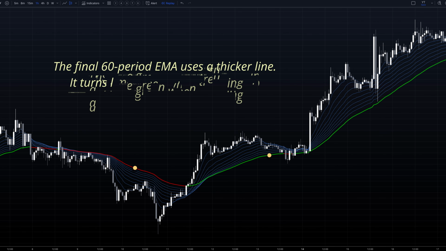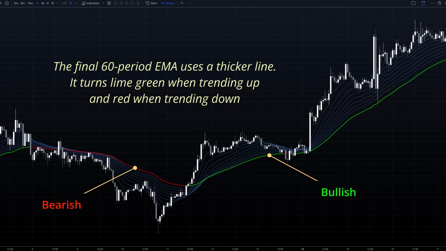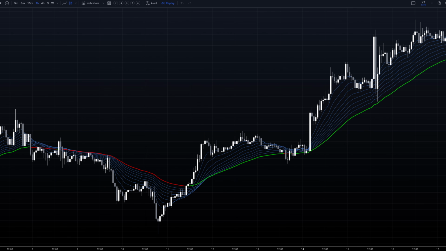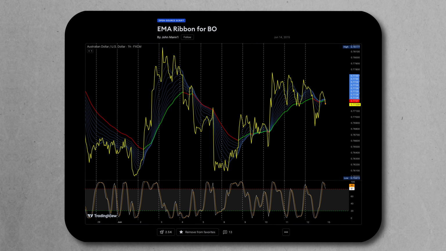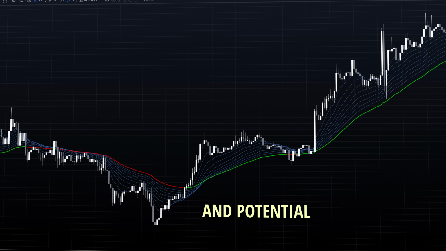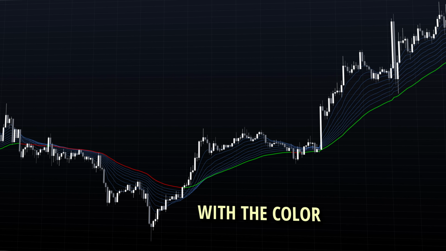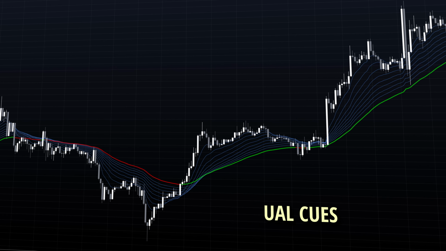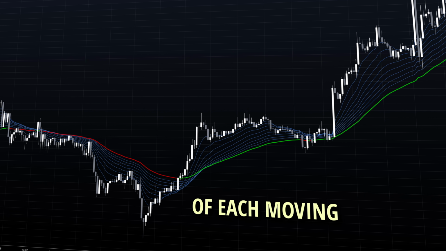The final 60-period EMA stands out with a thicker line, turning lime green when trending up and red when trending down. Named EMA Ribbon for BO by John Mann 1, the ribbon pattern helps highlight trends and potential support or resistance levels, with the color changes offering quick visual cues about the direction of each moving average.